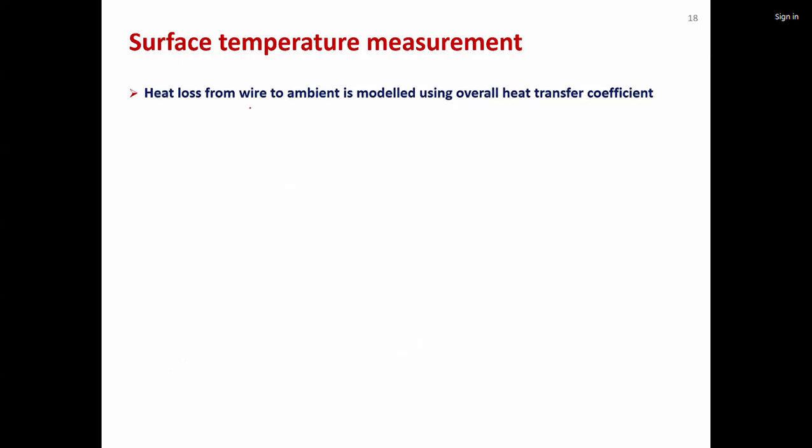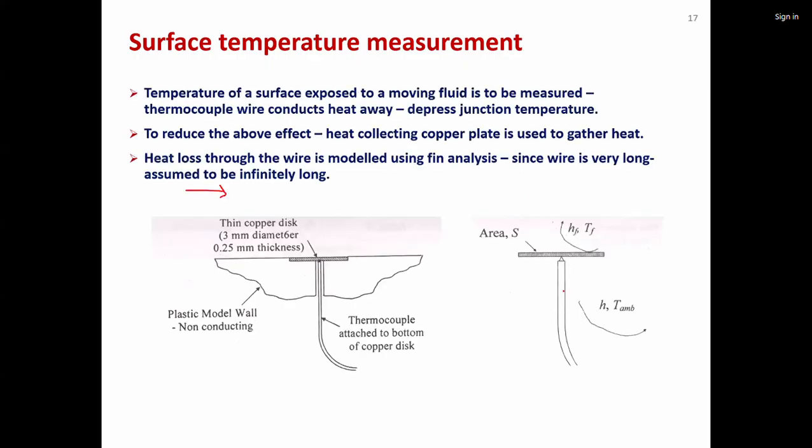So the heat loss from wire to ambient is modeled using an overall heat transfer coefficient. What is the overall heat transfer coefficient? It takes care of both the conduction effect from the core of this wire to the insulation layer and then the convection from the wire surface to the ambient.